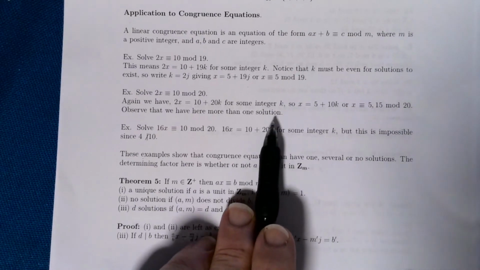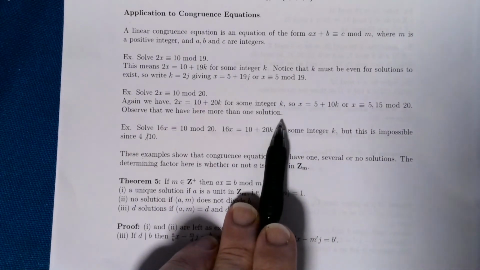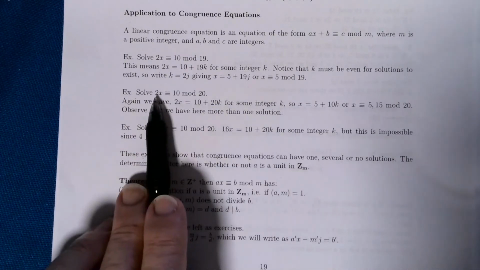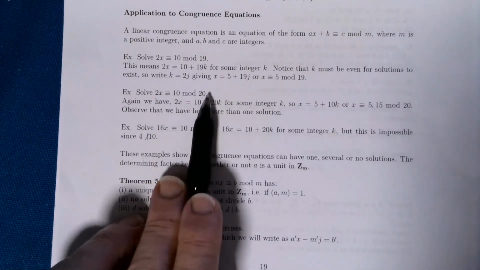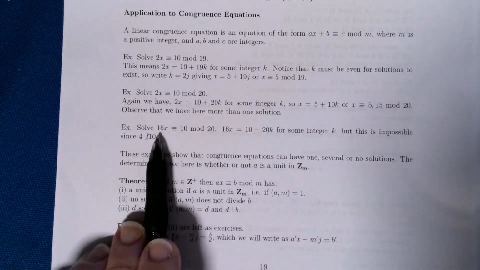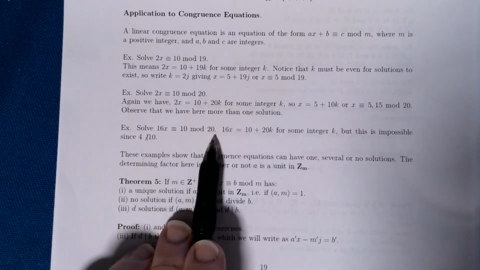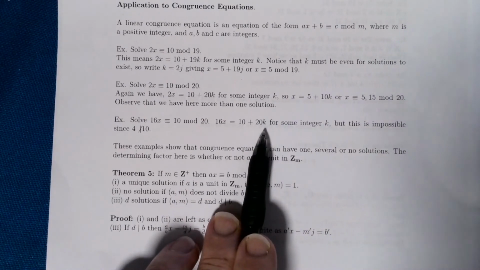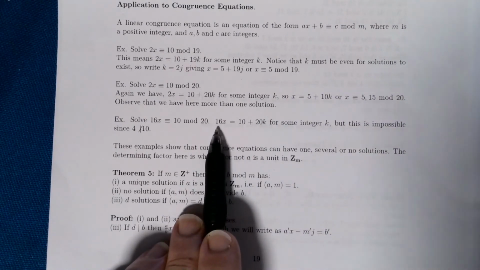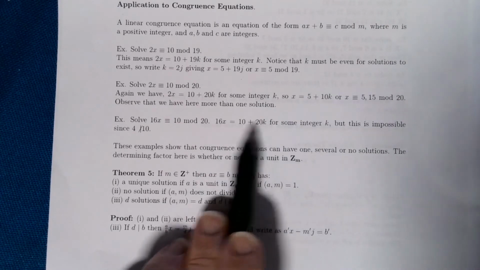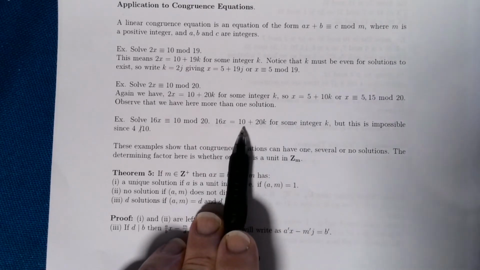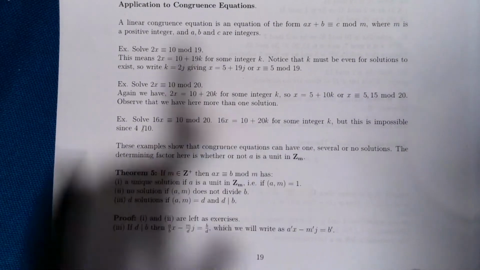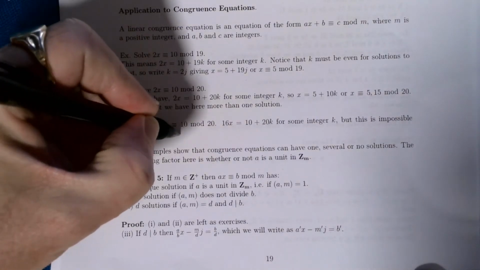Before we try and sort out exactly what's going on here, for this one we could just divide by 2, and we get x is 5 mod 19. This one I could divide by 2, but I had to divide the modulus by 2 as well. In this example I've got 16x is congruent to 10 mod 20. Well, again I write this out in the usual form, and the trouble is this number here is divisible by 4, this number here is divisible by 4, but 4 does not divide 10, so this system has no solutions. No solutions.